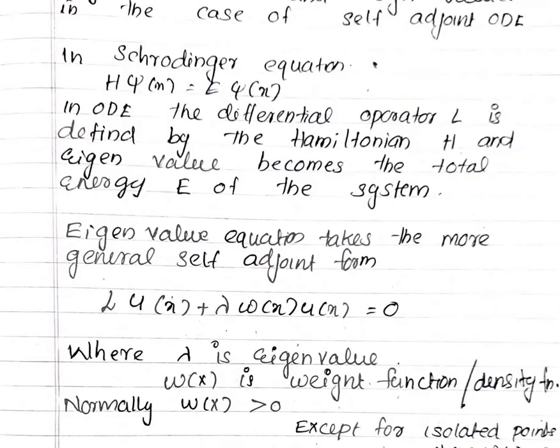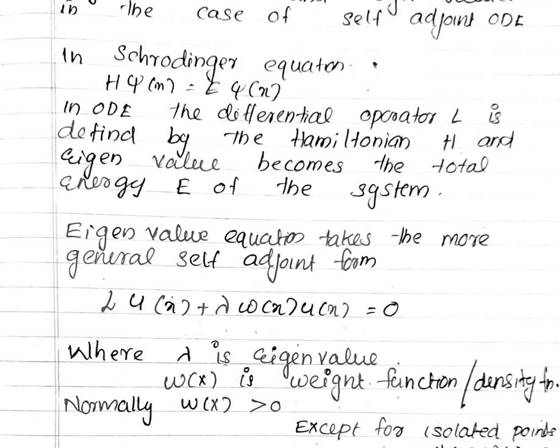Okay. A more general form of self adjoint equation: the eigenvalue equation takes the more general self adjoint form like this: L into u of x plus lambda w of x u of x is equal to 0. This is the eigenvalue equation for a self-adjoint operator. Here lambda is the eigenvalue, u of x is the eigenfunction, and w of x is nothing but the weight function or density function.